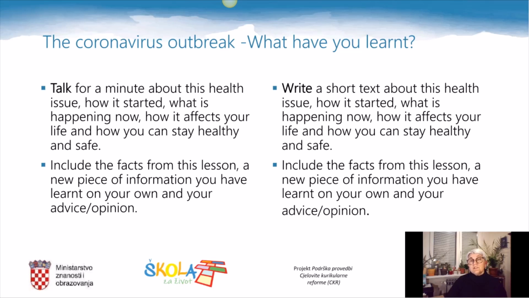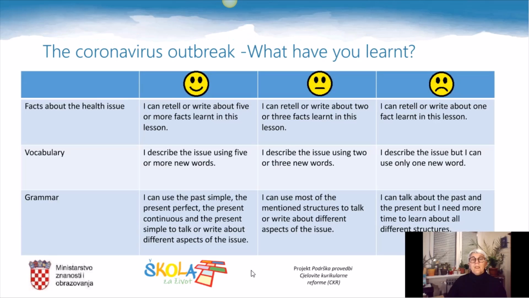If you choose writing, you will write a short text. You'll remember to write 70 to 80 words. And you will organize it the same way. How it started, what's happening now, how it affects your life, and how you can stay healthy and safe. You will include the facts from this lesson, a new piece of information you have learned on your own, and your opinion or advice. I hope this rubric will help you.